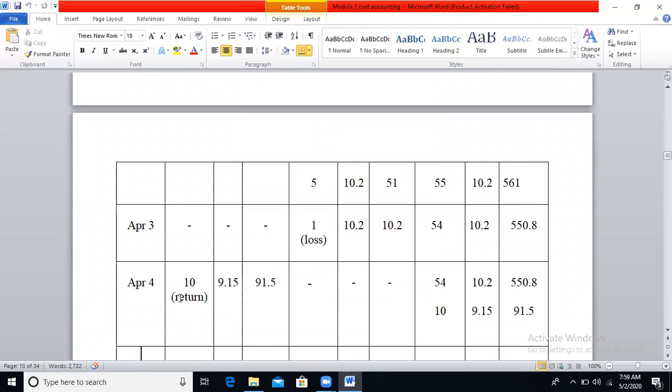April 4th, the return tons will be 10 tons. The price will be 9.15. So if you multiply 10 into 9.15, the value will be 91.5.